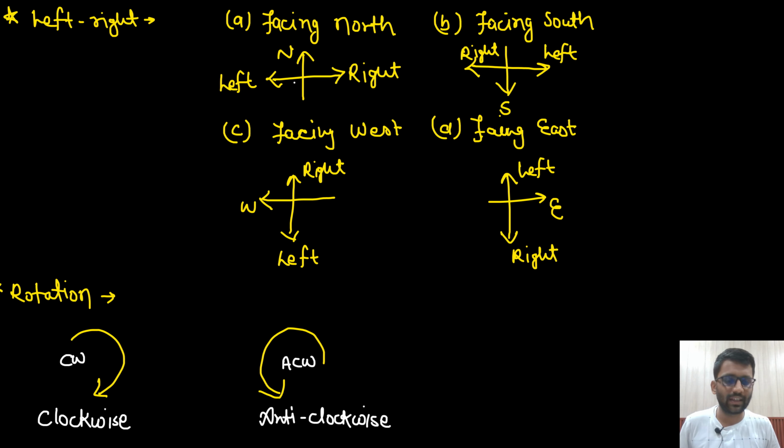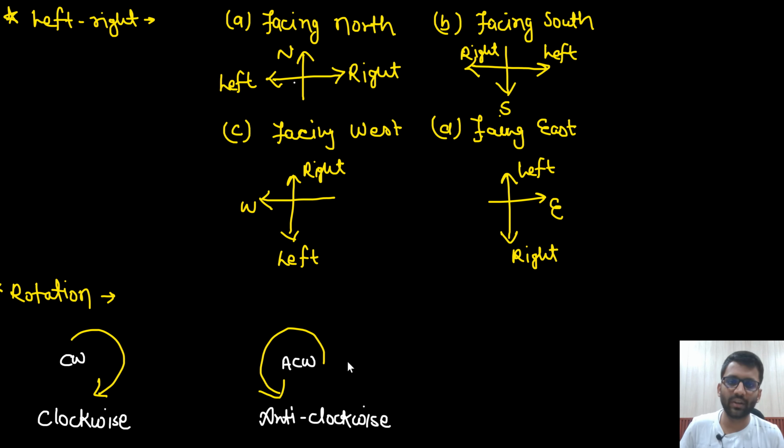Let's say some guys are sitting in a row, and they are facing north. So what will be their right? This will be their right, and this will be their left. Let's say they are sitting in the west, looking this way, so this will be their right, and this will be their left. If they are looking in the direction of east, this will be their left, and this will be their right. And if they are facing south, that means they are facing backward, so this will be their right, and this will be their left.